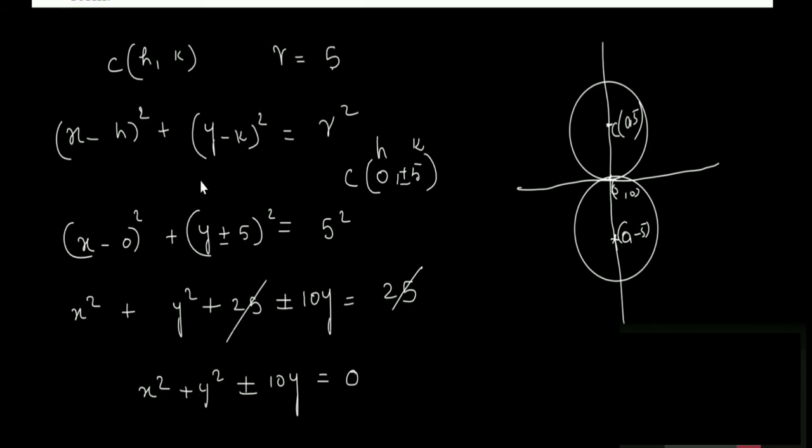We are replacing h, k by 0 comma plus or minus 5 because the center is at 0 comma plus or minus 5 and the radius is 5. So you expand it, you get the equation.